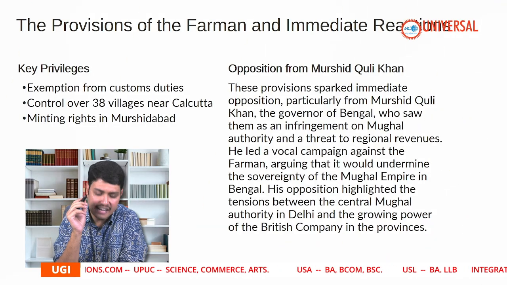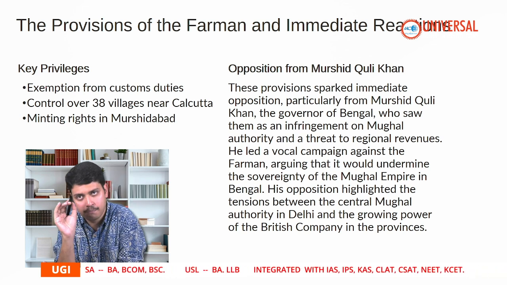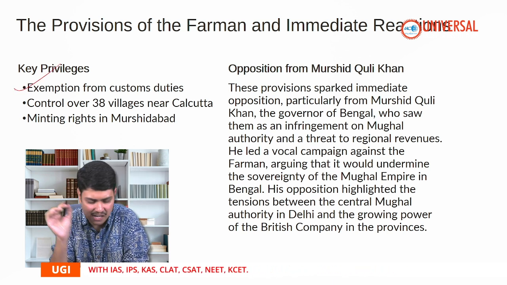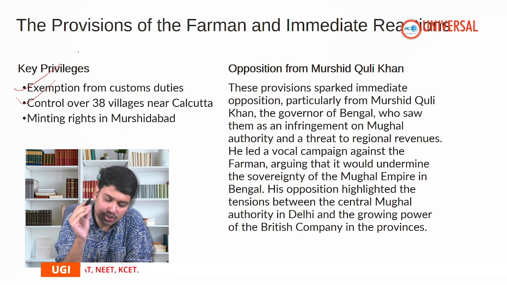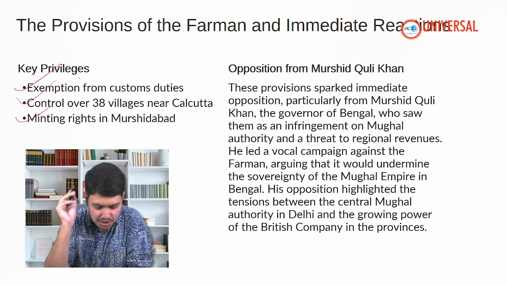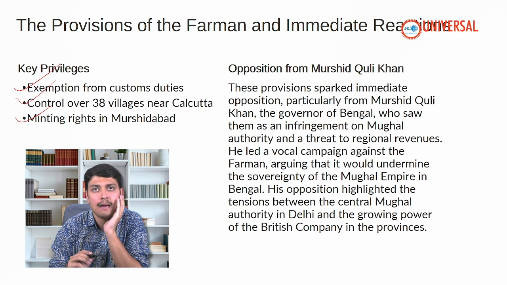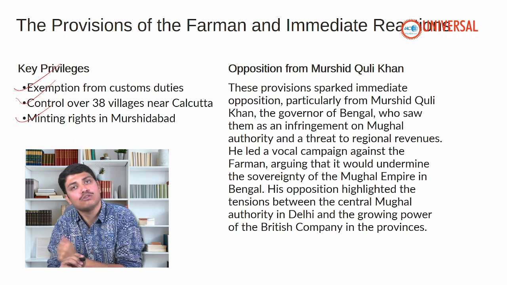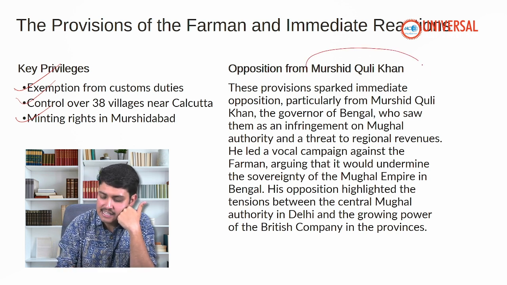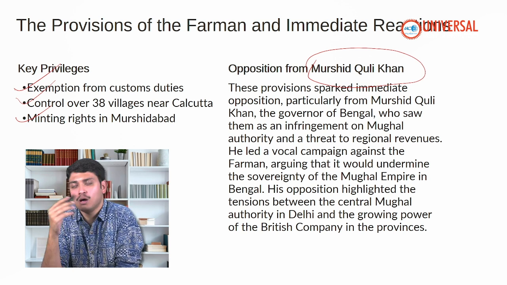So coming to the next point, the provisions of the Farman. We have already discussed the main provisions of the Farman. One, exemption from custom duties in Bengal, Bihar, Orissa. Point number two, control over 38 villages near Calcutta and minting rights in Murshidabad. Now, since this Farman took place in 1717, Bengal had its own political authority, and the name of that political authority was Murshid Kuli Khan, the Naib Subadar of Bengal.